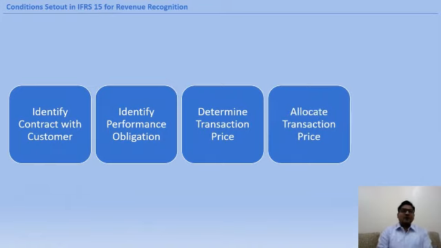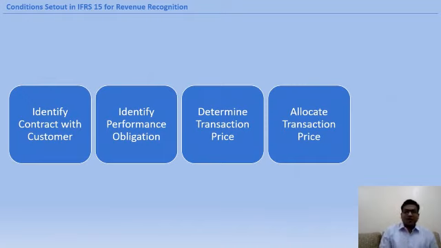The transaction price shall be allocated to each of the performance obligations identified in step 2. The transaction price can be allocated based on the proportionate selling price charged for each of the performance obligations. If you have the proportionate price charged for each performance obligation readily available, then there is no problem. If it is not available, then you will go by the adjusted market assessment approach.